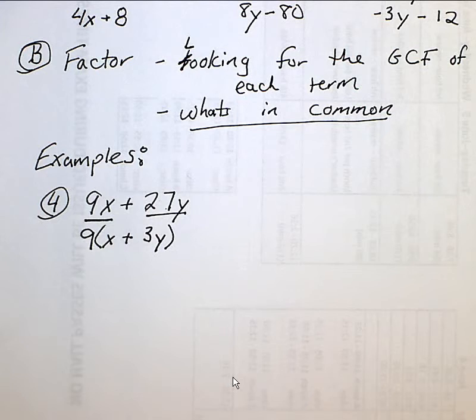Now, you have to be able to always get this product back. So if I multiply this back, I'm going to have this. So 9 times x gives me 9x. 9 times 3 gives me 27, and then I had my y. So I got that result back.